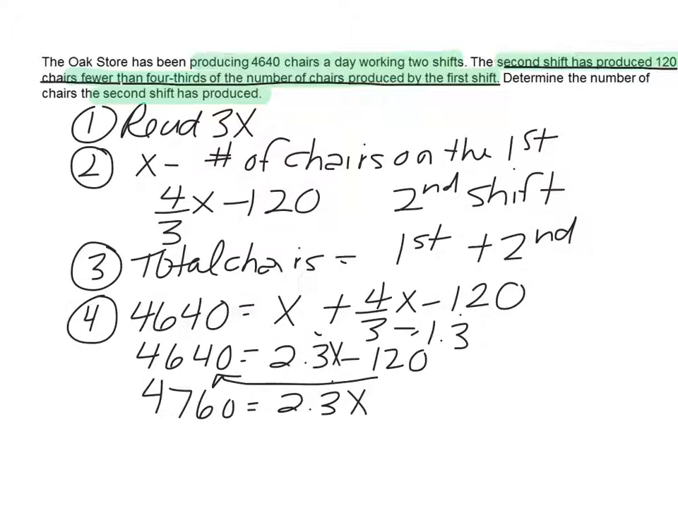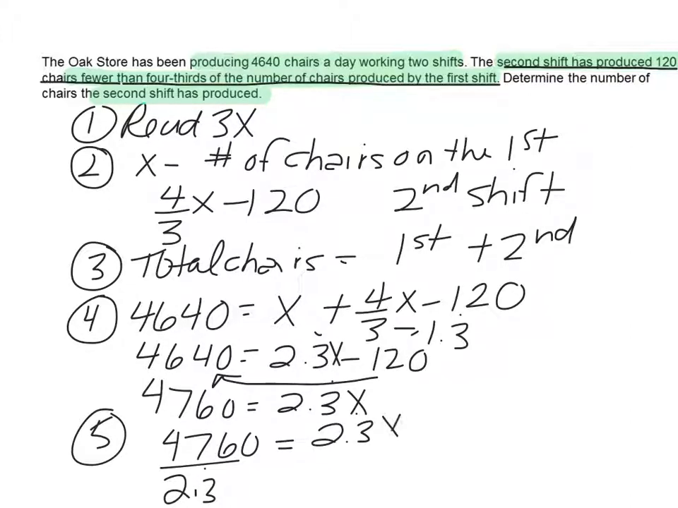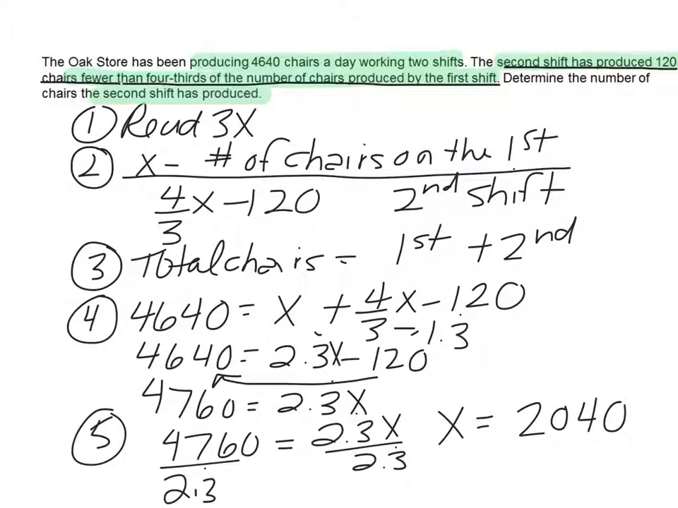So in step number 5, when we want to solve, we would take the 4,760 divided by 2.3 repeating is equal to 2.3 repeating x over 2.3 repeating. And when we solve for x, it would come out to be 2,040. Now we know from x up here in our second step that it's the number of chairs on the first shift, and we are looking for the number of chairs on the second shift.